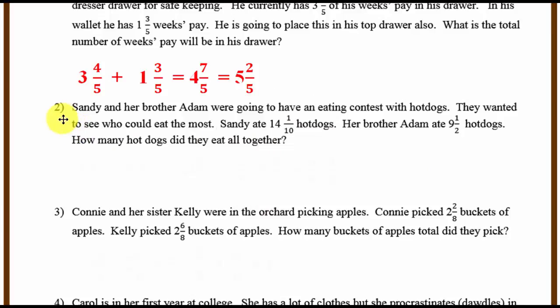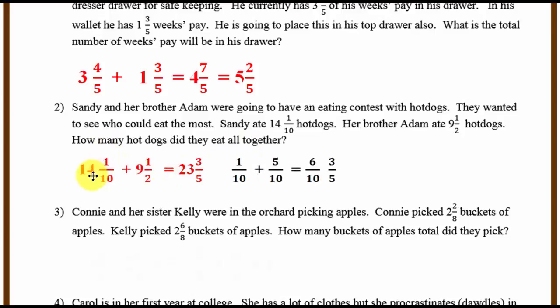Okay, let's pick up where we left off. Now, Sandy and her brother, Adam, were going to have an eating contest with hot dogs. They wanted to see who could eat the most. Sandy ate 14 1/10 hot dogs, and her brother Adam ate 9 1/2 hot dogs. How many hot dogs did they eat altogether?